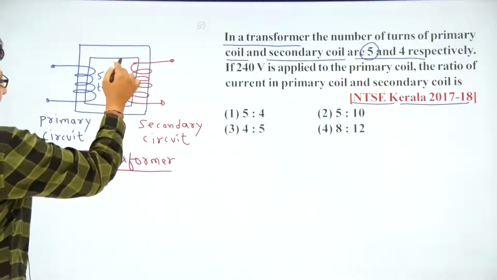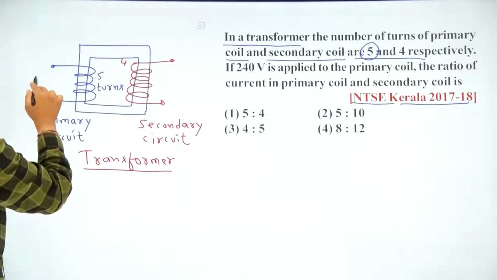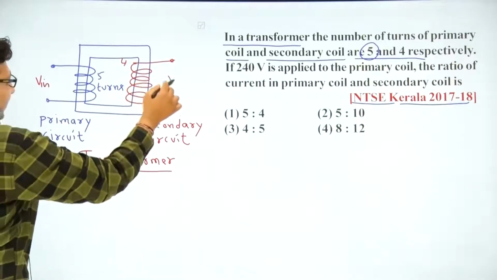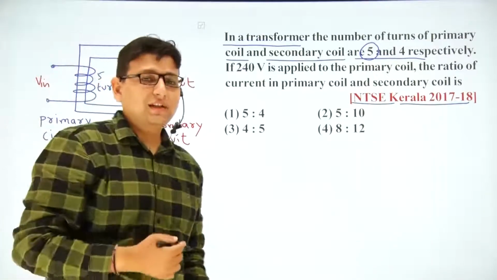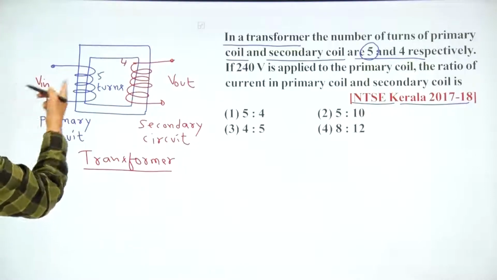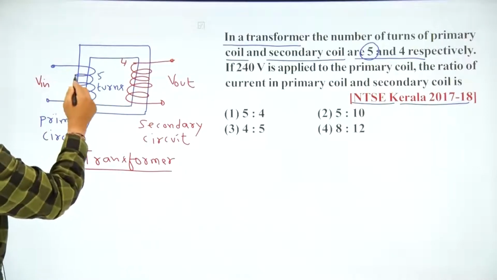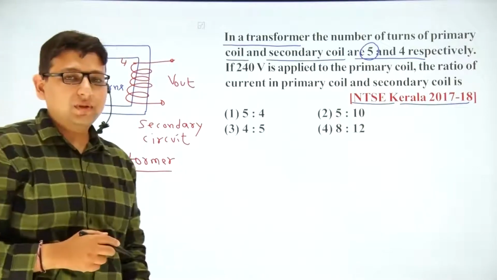So how many turns are there here? 4 turns are there. This is V input and this is V output. Output means we are getting the result. Input means we are supplying. So whatever we are putting in, some part of it is getting out.